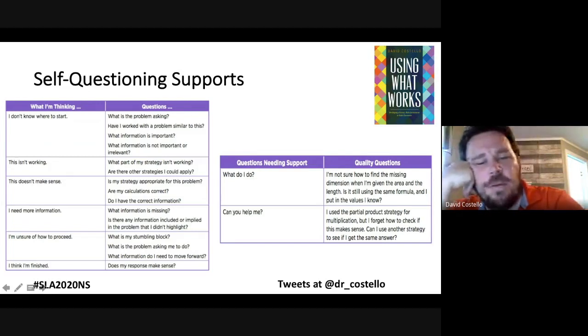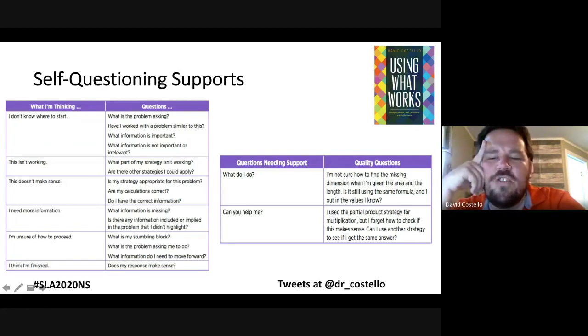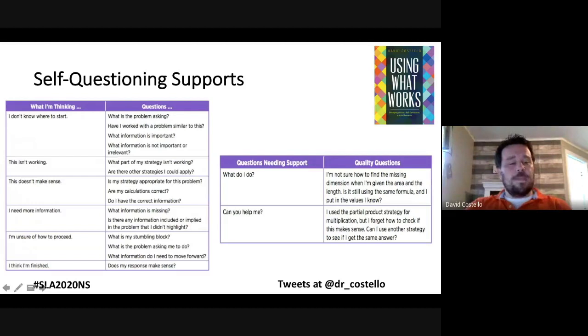The other one, can you help me? So the students came up with, I use partial product strategy for multiplication, but I forget how to check to see if it makes sense. Can I use another strategy to get the same answer? And then this one, which I've used quite a bit, is kind of a two-column chart. So these are the prompts right here. What I'm thinking, if the student thinks, I don't know where to start, here are some questions the student can ask themselves as a way to help them getting out of that stumbling block.